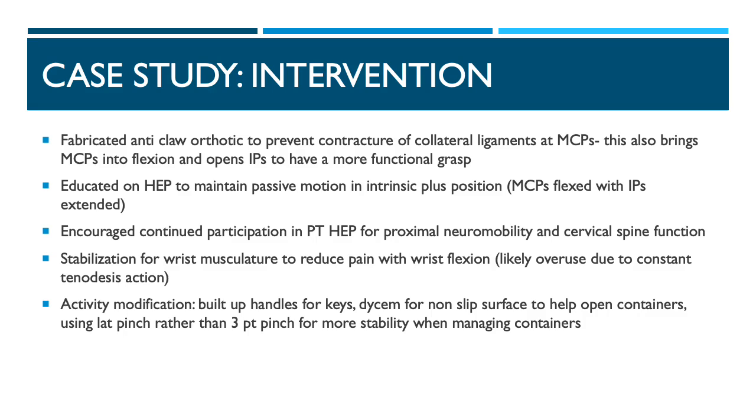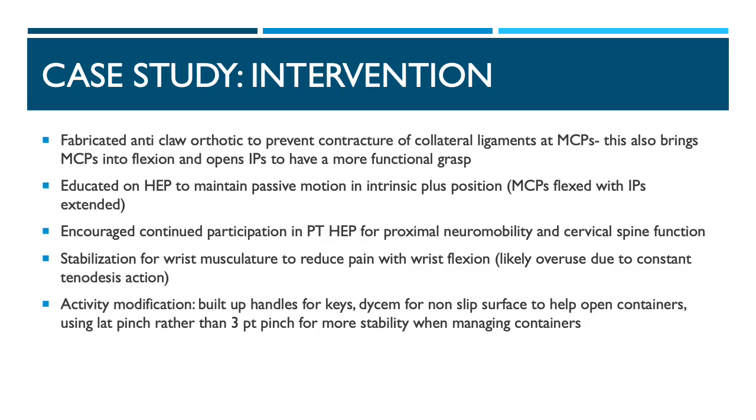Okay, so what in the world do you do for something like this? What I did first was fabricate an anti-claw orthotic to prevent contracture of the collateral ligaments at the MCPs. The benefit, in addition to preventing contracture, is that it also brings his hands into a more functional position. You can see when he tries to open his fingers, because the IPs stay clawed, he has a really hard time actually putting his hand around something to grasp it.